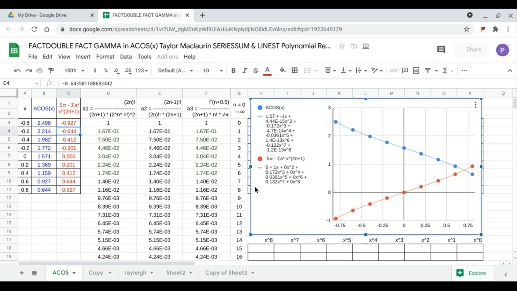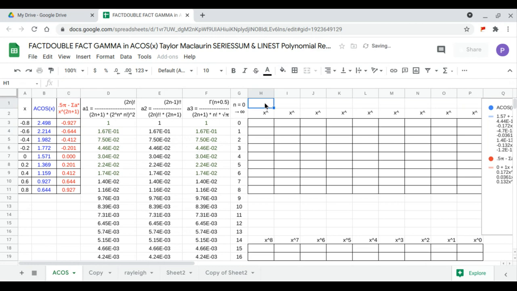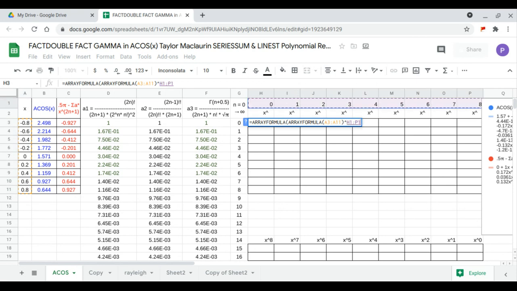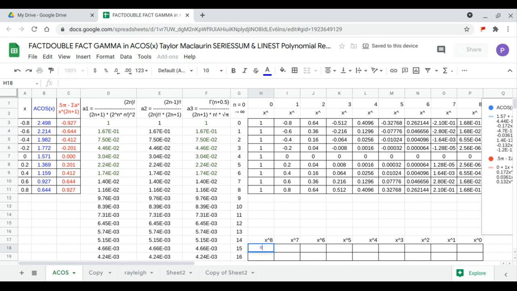Next we will calculate this polynomial regression coefficient using LINEST. To do that, we complete the LINEST matrix. So this will be transpose 0 to 8. Then enter. I think that should be okay. Enter. Now we go to the elements. Array formula of the x values raised to the power 0 to 8. Then enter.